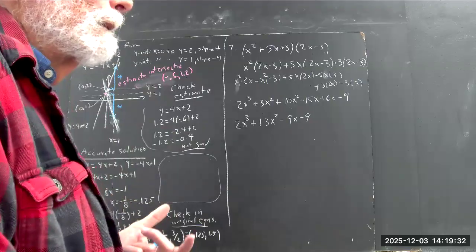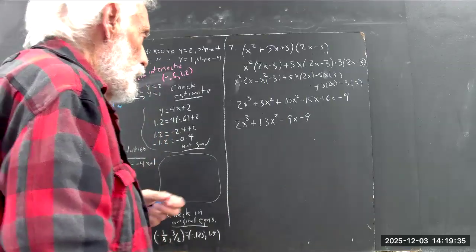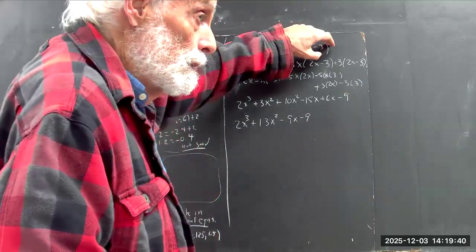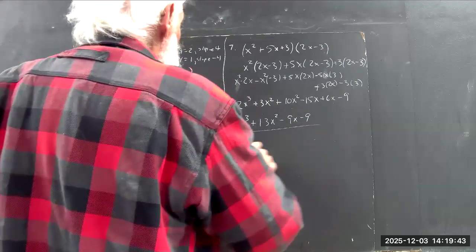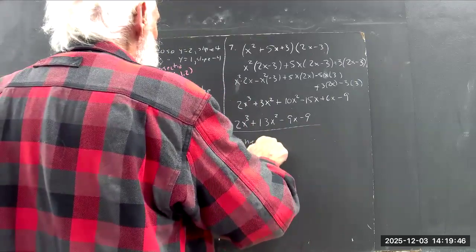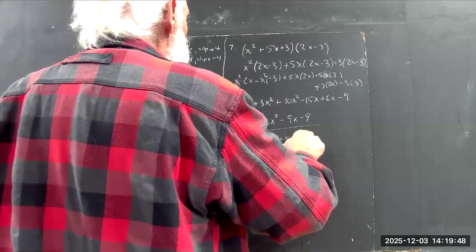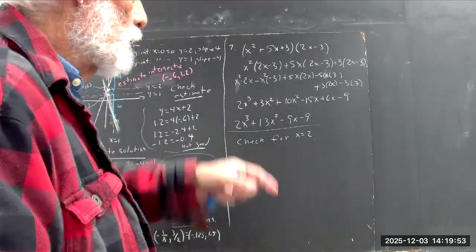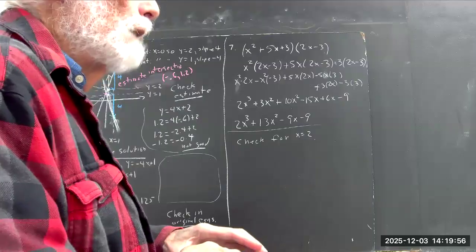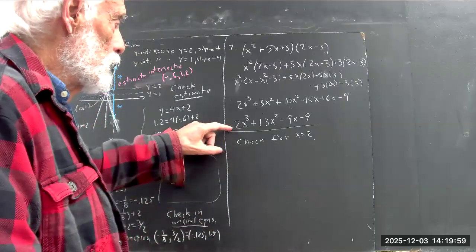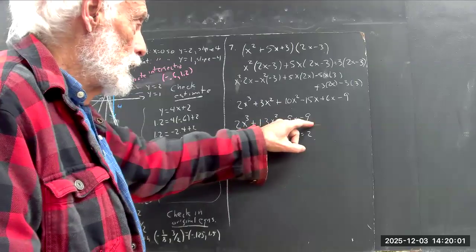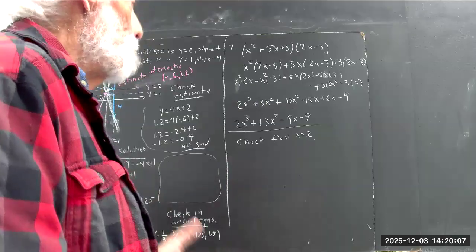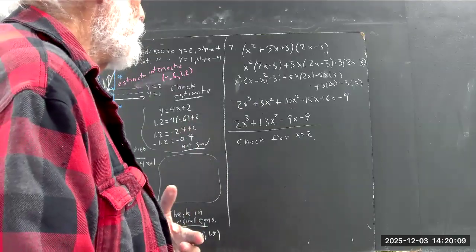Now, if I've done this right, I should be able to pick any number out of a hat and plug it into this expression, and plug the same number into this expression, and show that they're the same. But I don't want to use x equals 1. So I'm going to check for x equals 2. Now, just to show you, if I check for x equals 1, I'm just going to get 2 plus 13 minus 9 minus 9. 2 and 13 is 15, minus 9 minus 9 is minus 18, so we get -3.